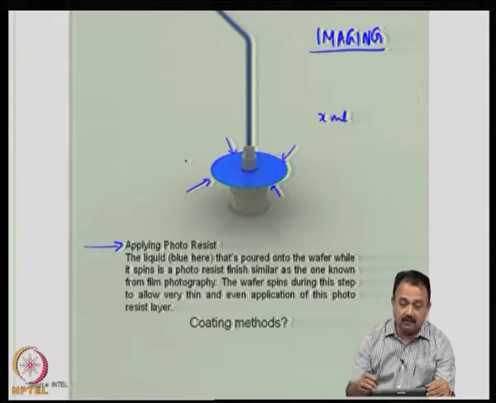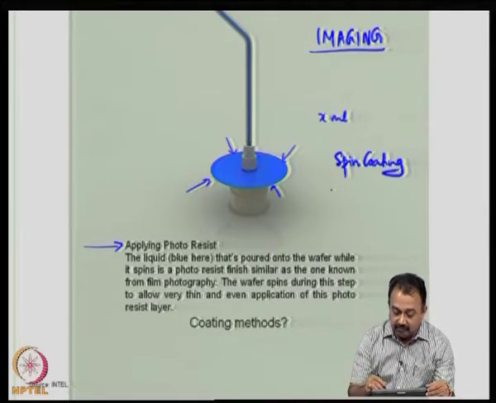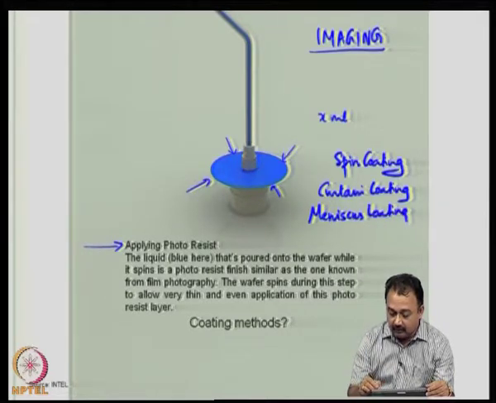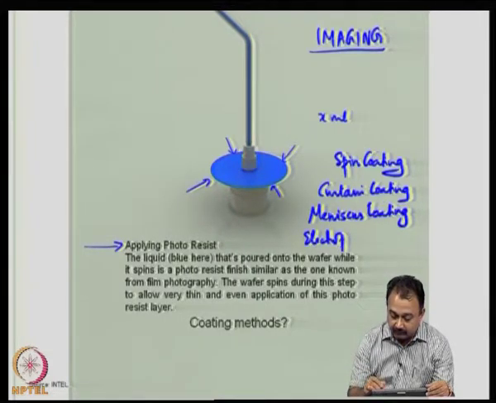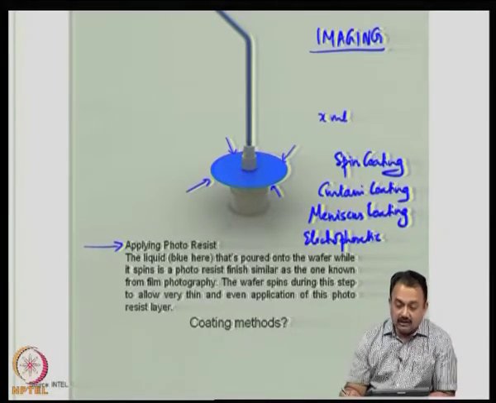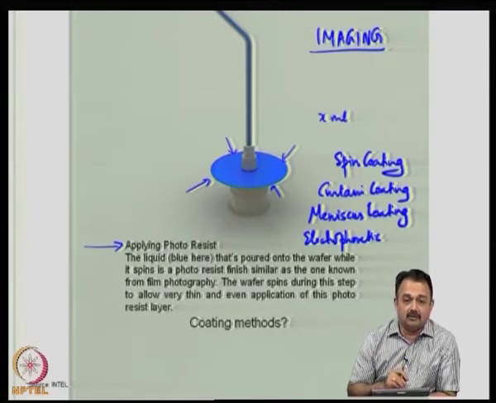Typically, in the semiconductor fabrication industry, people use what is known as spin coating. It is a very common method. There can be instances where people use curtain coating. Other methods that are well known in this industry are meniscus coating, or you can also have electrophoretic coating. So, these are the different methods that can give you very small thicknesses of the photoresist.